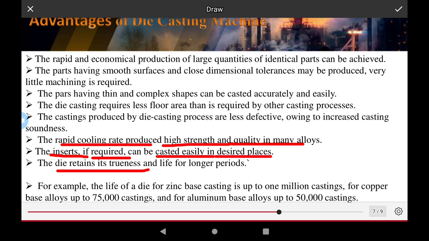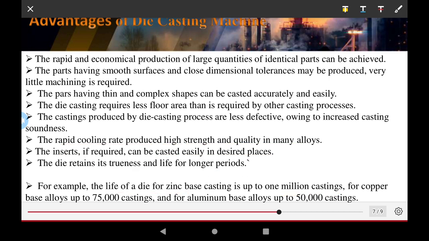Dies have a long life. For example, the life of the die is about 7,000 castings for copper alloy and about 50,000 castings for aluminum alloy.